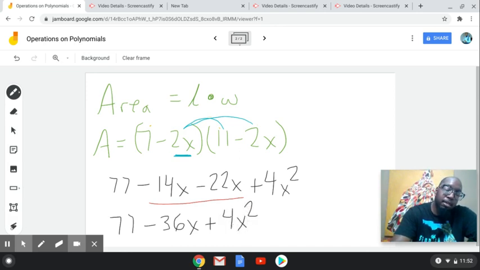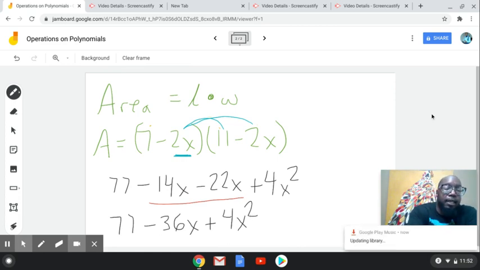You do not combine the 36x and the 4x squared because they are two different terms. The negative 36x has a variable of x, but it is raised to the power of 1. The 4x squared has a variable of x, but it is raised to the power of 2. So these are two different terms. Okay. And this is your answer. You are done.